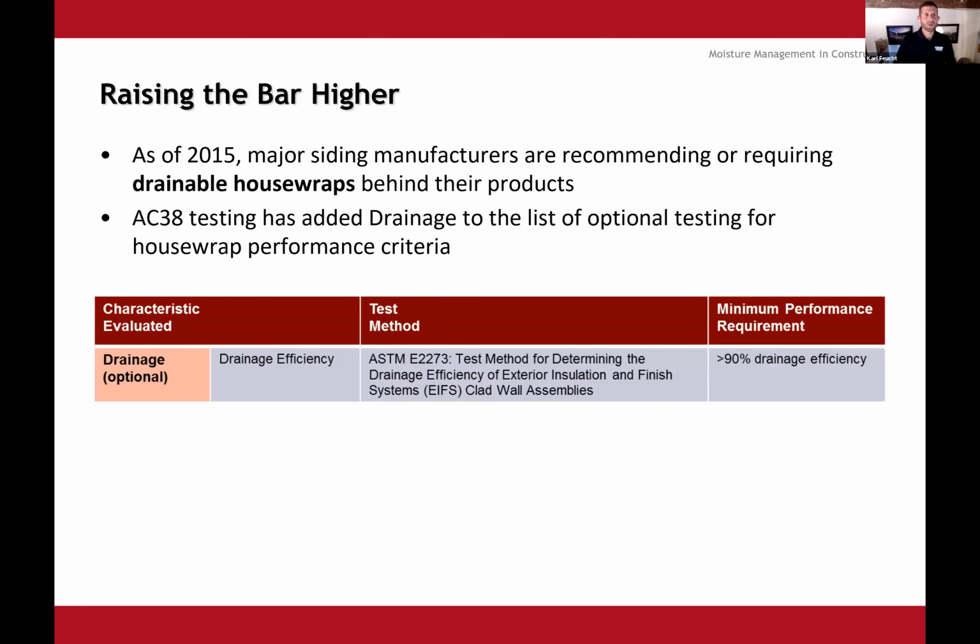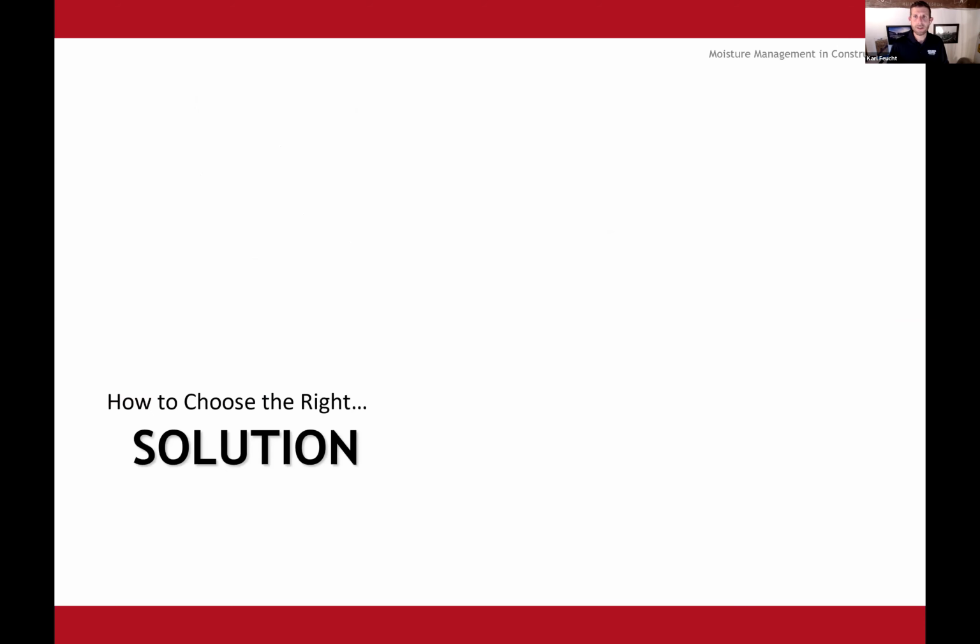Another thing to consider too is our siding manufacturers. They're starting to catch on to this too, right? A lot of the major fiber cement manufacturers and engineered wood manufacturers are starting to recommend or require a drainable house wrap. So it's always best practice to check with the manufacturer, right? When we specify a specific siding project, we want to make sure that we're specifying the proper house wrap, the proper WRB and system behind it. So definitely check in with your siding manufacturer, but a lot of them are really starting to realize the importance of drainability behind their claddings.